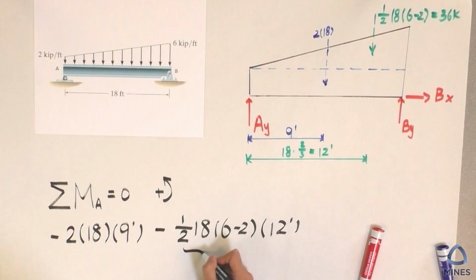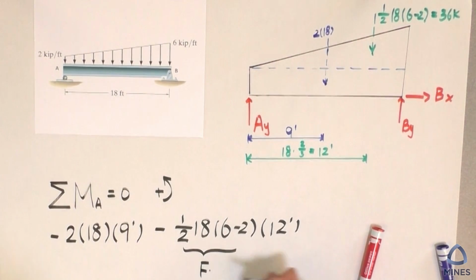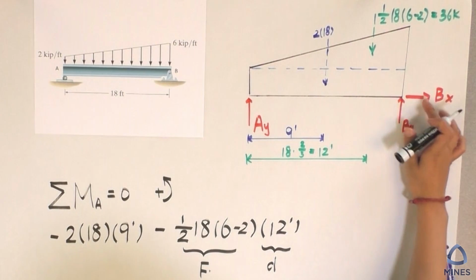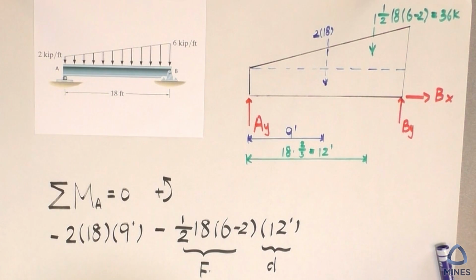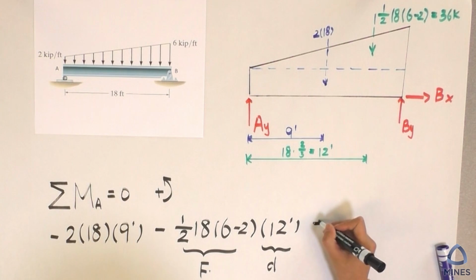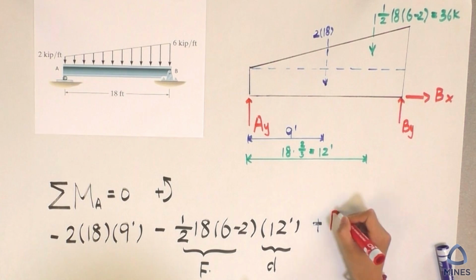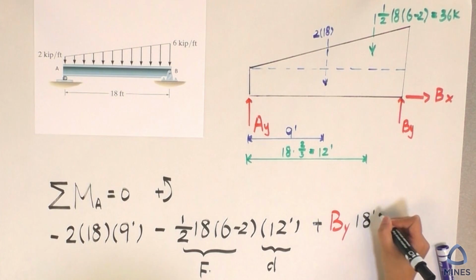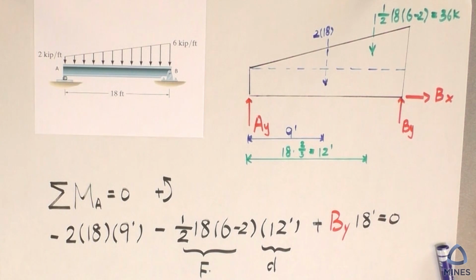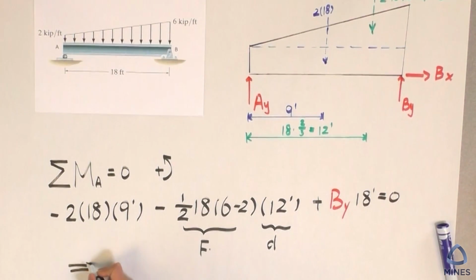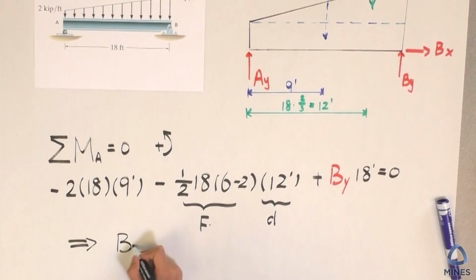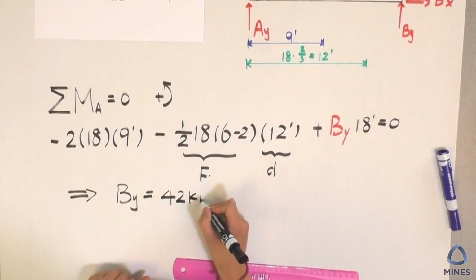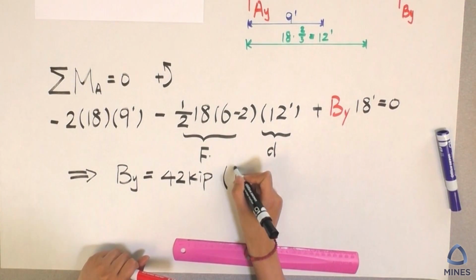Always remember, we have a lot of turns. Keep it in your mind. This is a force, this is a distance. And then Bx will be passing through A, which means there's no moment. So the only thing we have will be By multiplied by the whole length, 18 feet. In this equation, you can see we only have one unknown force, so we can solve for By, which will be 42 kips. It's positive, which means our assumption was correct.